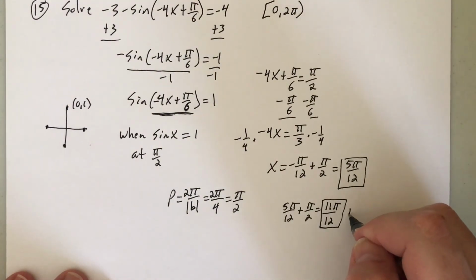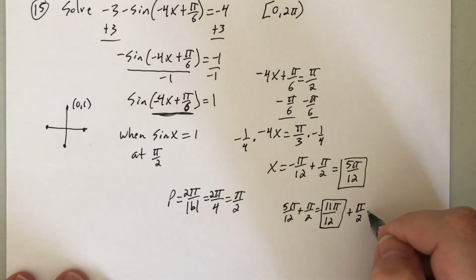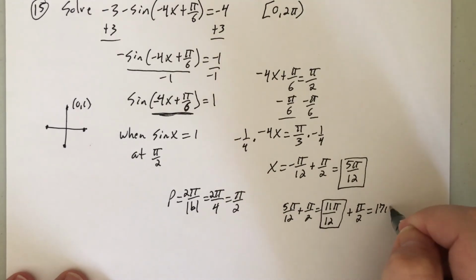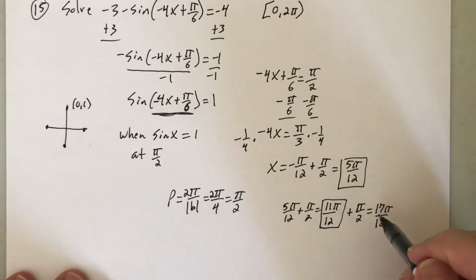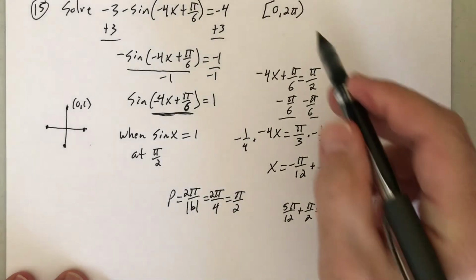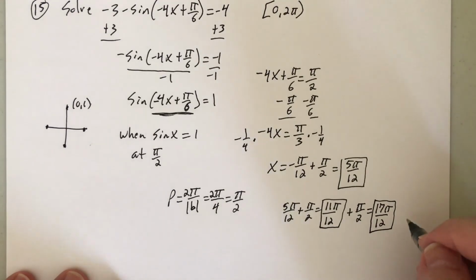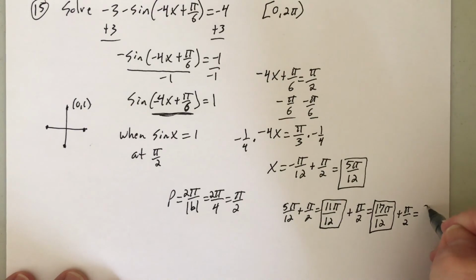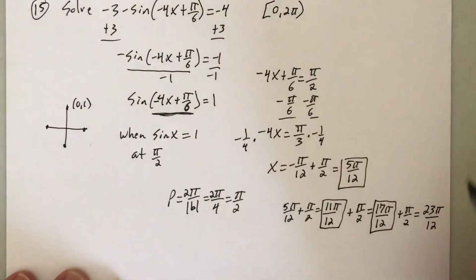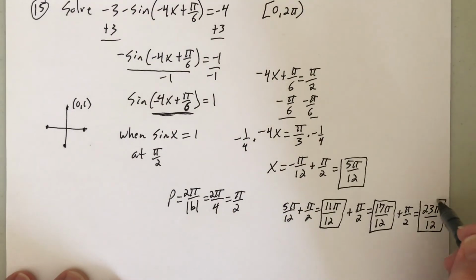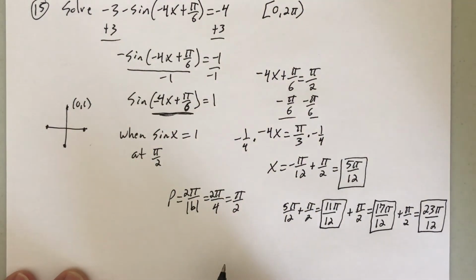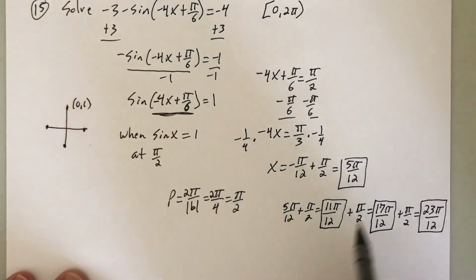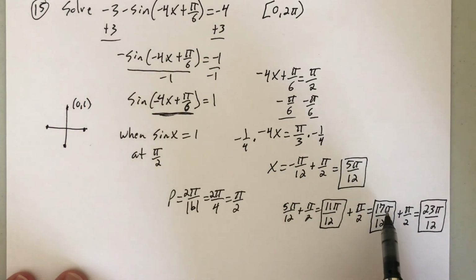So I'm going to add another pi over 2. That's going to give me 17 pi over 12. That is still within this range, and I actually can do it again, because if I add pi over 2 one more time, that gives me 23 pi over 12, which is still within the range of 0 to 2 pi. So I have those 4 solutions for this problem right here: 5 pi over 12, 11 pi over 12, 17 pi over 12, and 23 pi over 12.